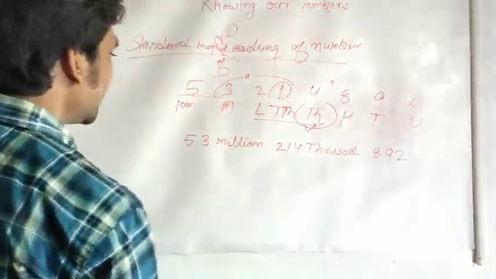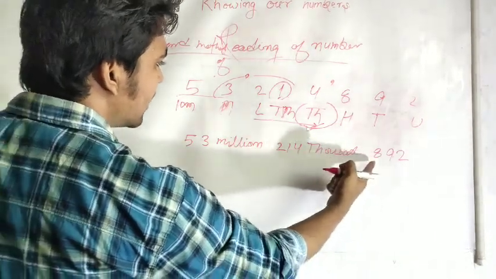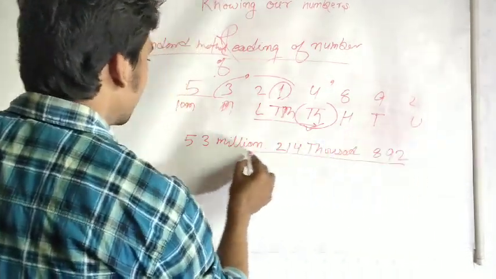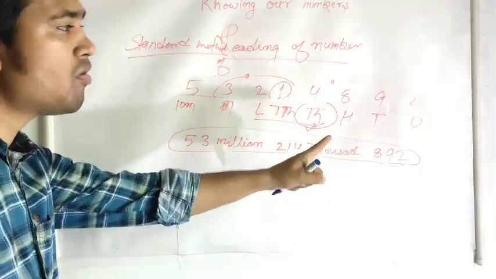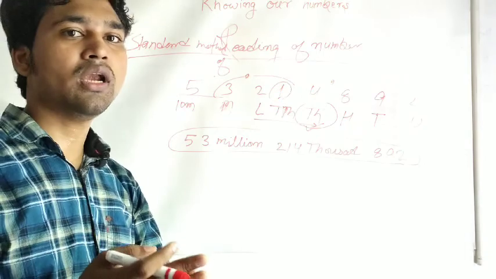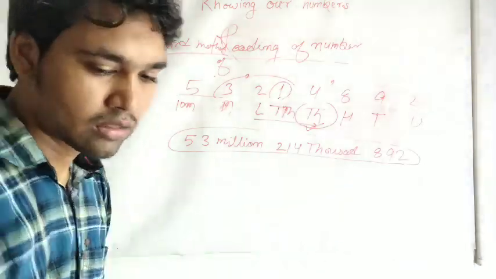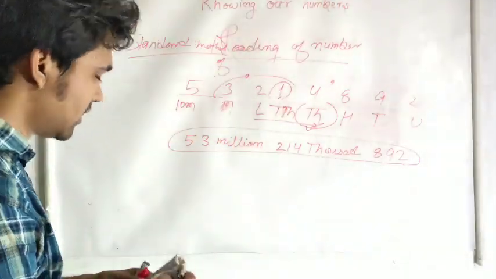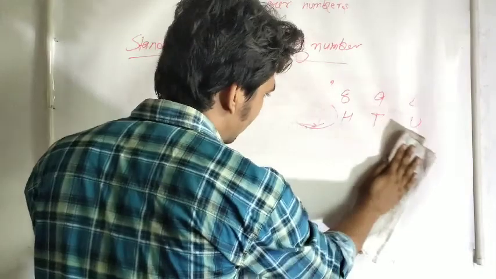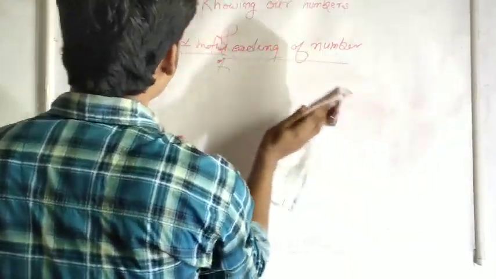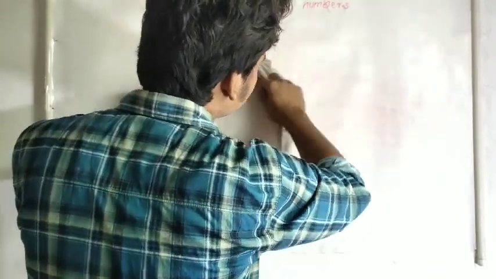53,214,892. This is the method of reading any number in international form, and the prior one was the Indian form. So I hope you understand how to read the numbers in both forms, Indian as well as international standard.